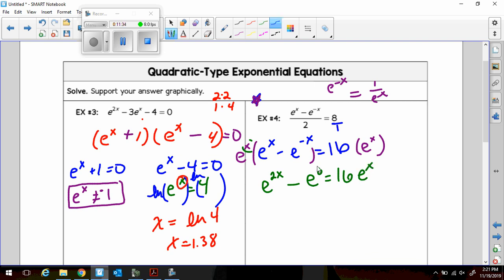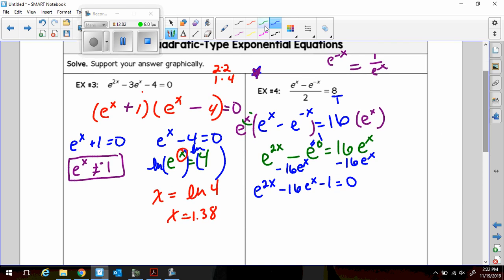Now anything to the 0 power is 1. There's a minus right here. I'm going to move this term over, so I'm going to subtract 16 e to the x's. So this is my equation. E to the 2x minus 16 e to the x, and then this is 1 minus 1 equals 0. And this is just the same as number 3. I need to factor it.